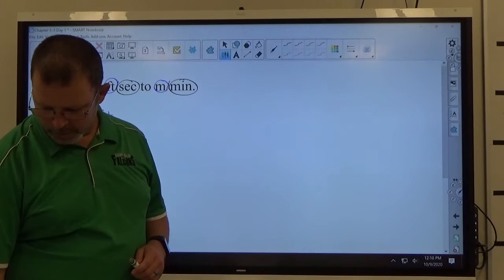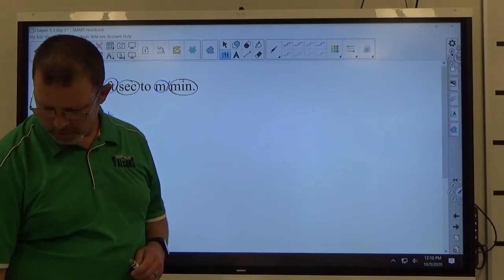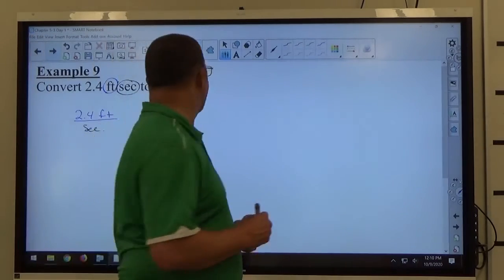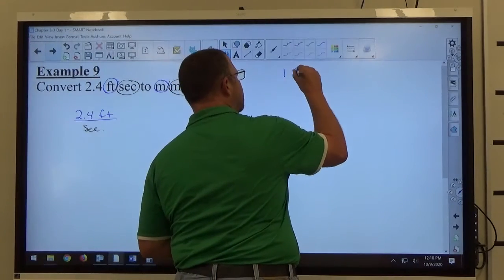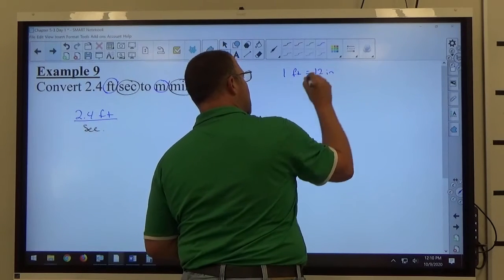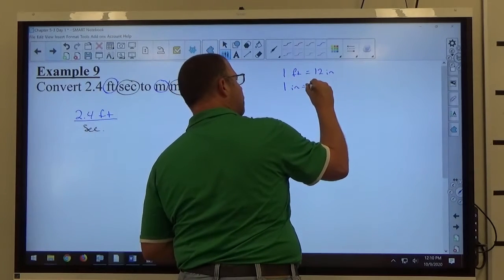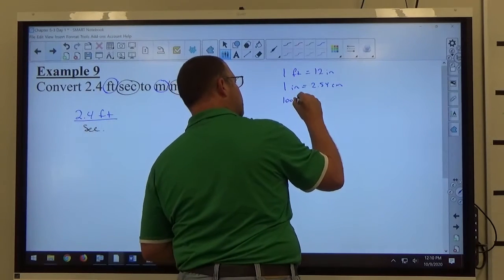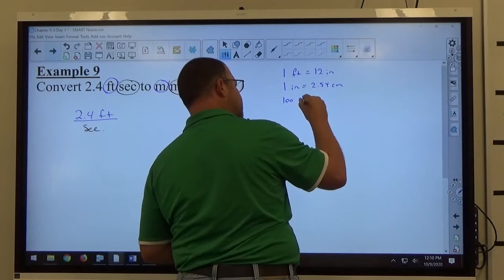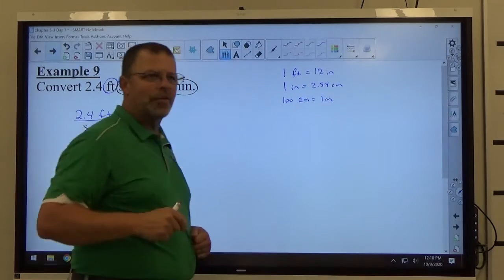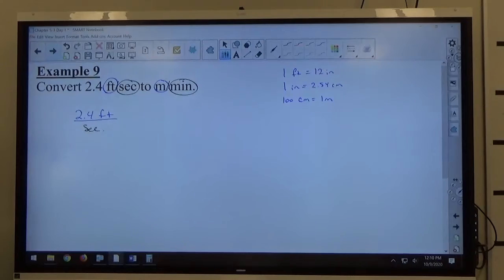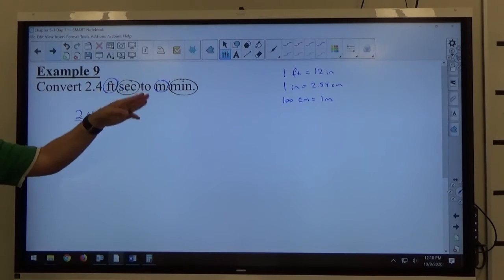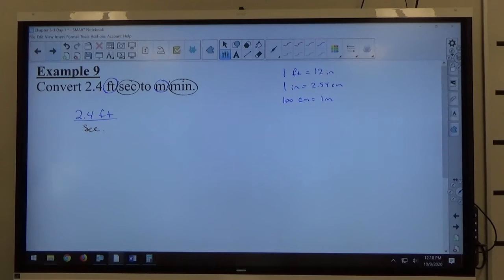If I look up my facts about feet and meters on page 312 here, 1 foot equals 30.48 centimeters, 1 inch equals 2.54 centimeters. Let's go with that one. So I know that 1 foot equals 12 inches, 1 inch equals 2.54 centimeters, and 100 centimeters is equal to 1 meter. Then I have a direct route from feet to meters, so I'm going to walk it through. Feet changes to inches, inches to centimeters, centimeters to meters, and I'll be in the right unit of length.